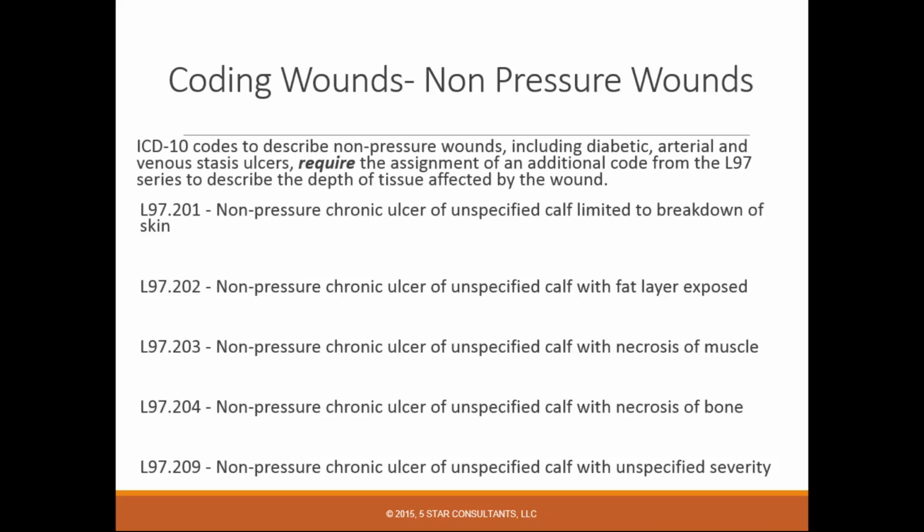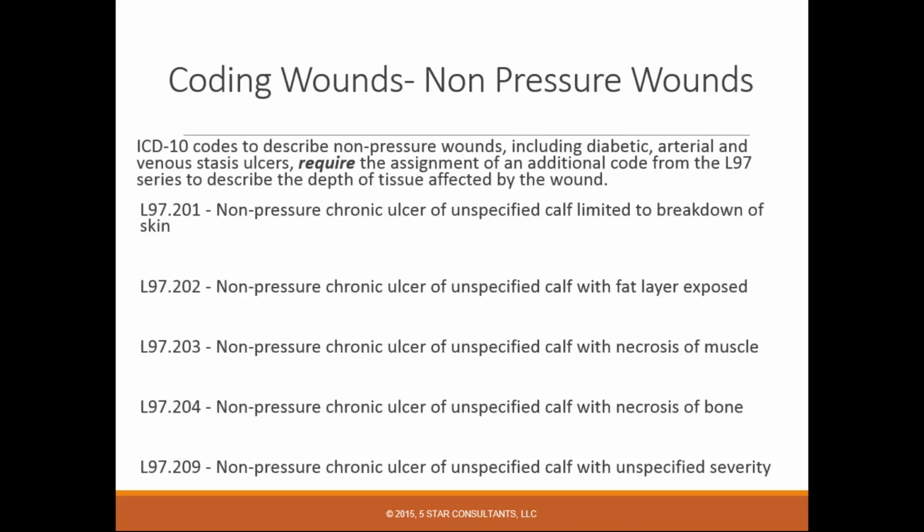Now, you can see I gave you examples here because I want to talk about looking at the severity, the depth of the tissue affected by the wound. Well, what is the big problem with these examples? It's unspecified calf. So that 6th digit, I would imagine, is a 1 or a 2 for right or left. You would never want to put unspecified calf.